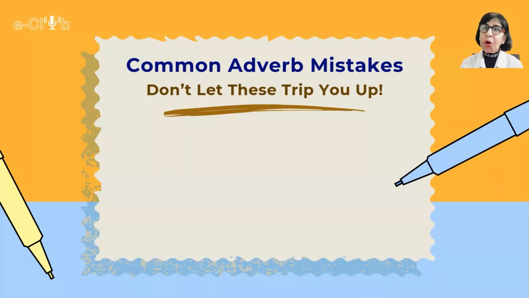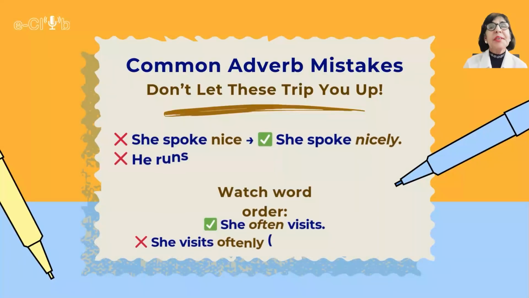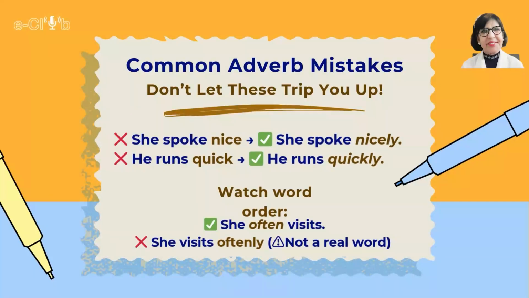We'll now discuss some common adverb mistakes. Now, here's where people go wrong. Let's fix these once and for all. She spoke nice. No, she spoke nicely. He runs quick. No, that's wrong. He runs quickly. Also, don't invent adverbs. Words like oftenly are not real. Stick with the basics and you'll be good.